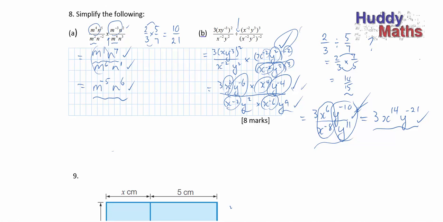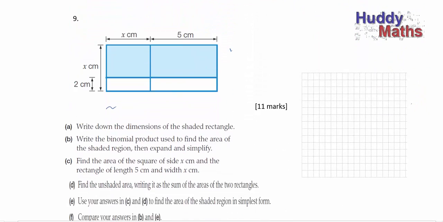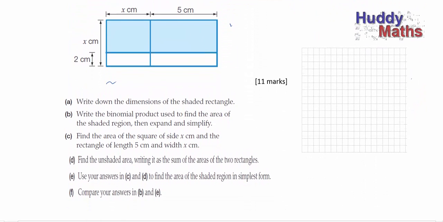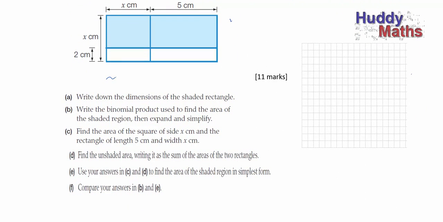All right, let's go to the last one now. Have to read this carefully. This is a practical problem involving expansions. So let's see what that looks like. Okay, so here we go. Write down the dimensions of the shaded rectangle. Okay, shaded rectangle is x plus 5 long.